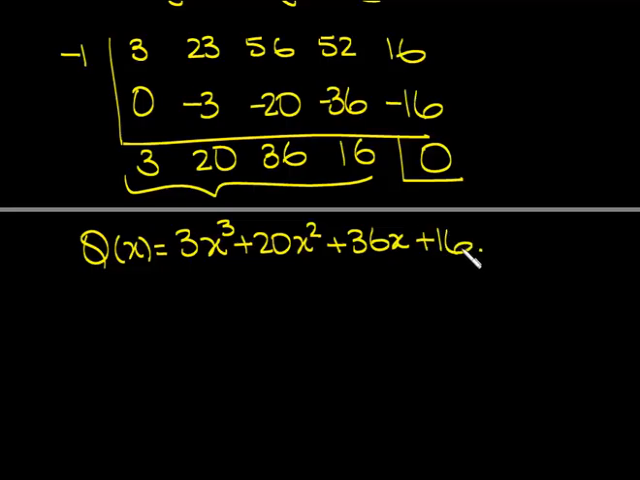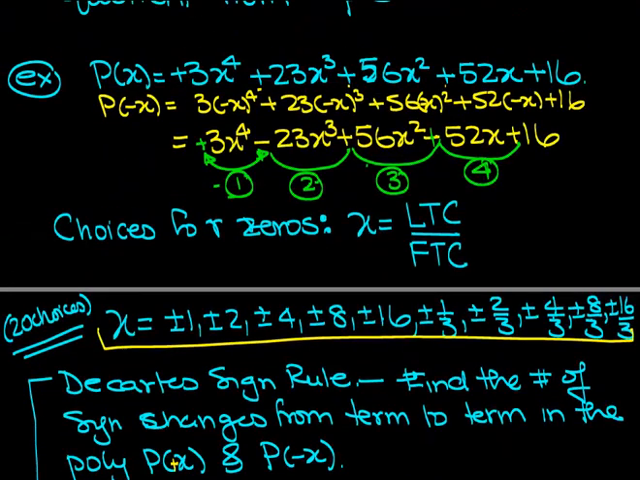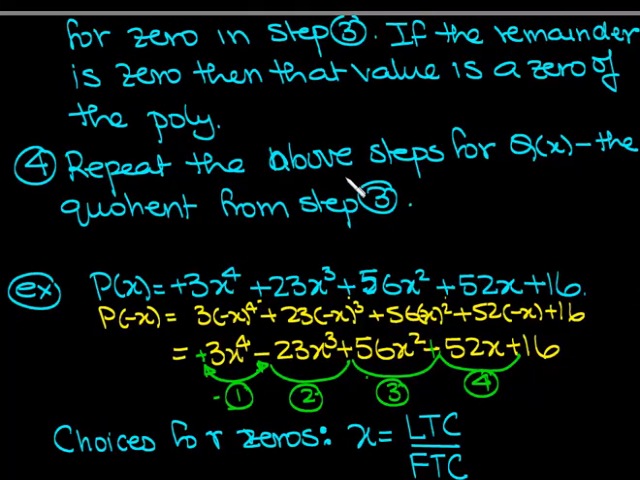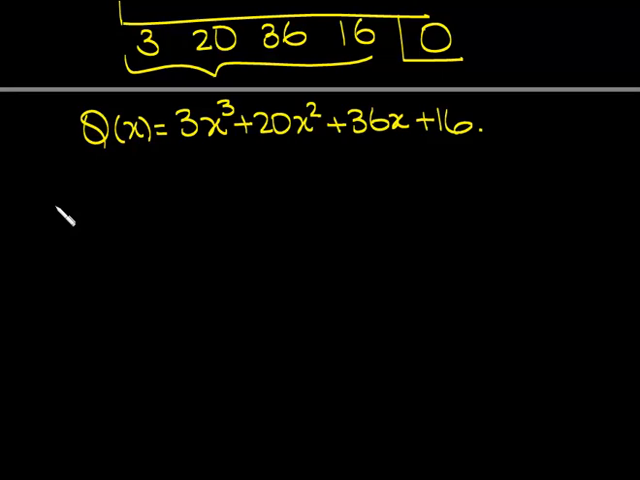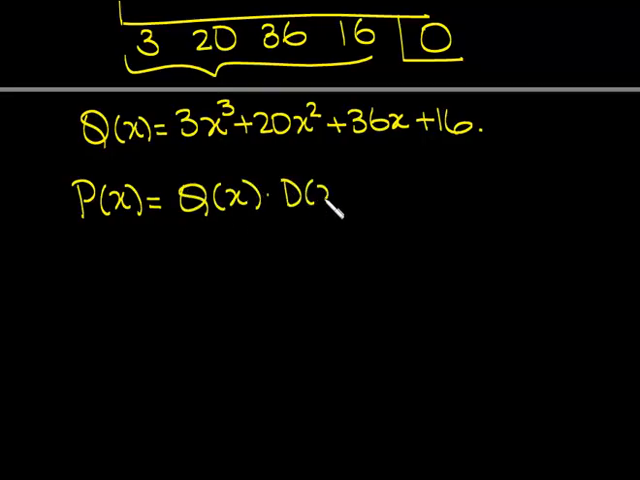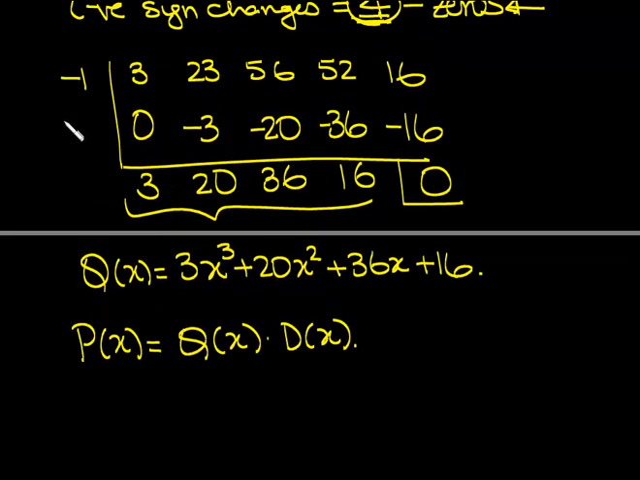Okay, alright. Then we continue the process again, because if you notice, what did it tell us to do? Repeat the above steps for the q of x that we get. Why do we do that? Because technically, once we find that 0, then my polynomial p of x that I started with can be written as q of x times d of x. Okay, and the d of x is what in this case?